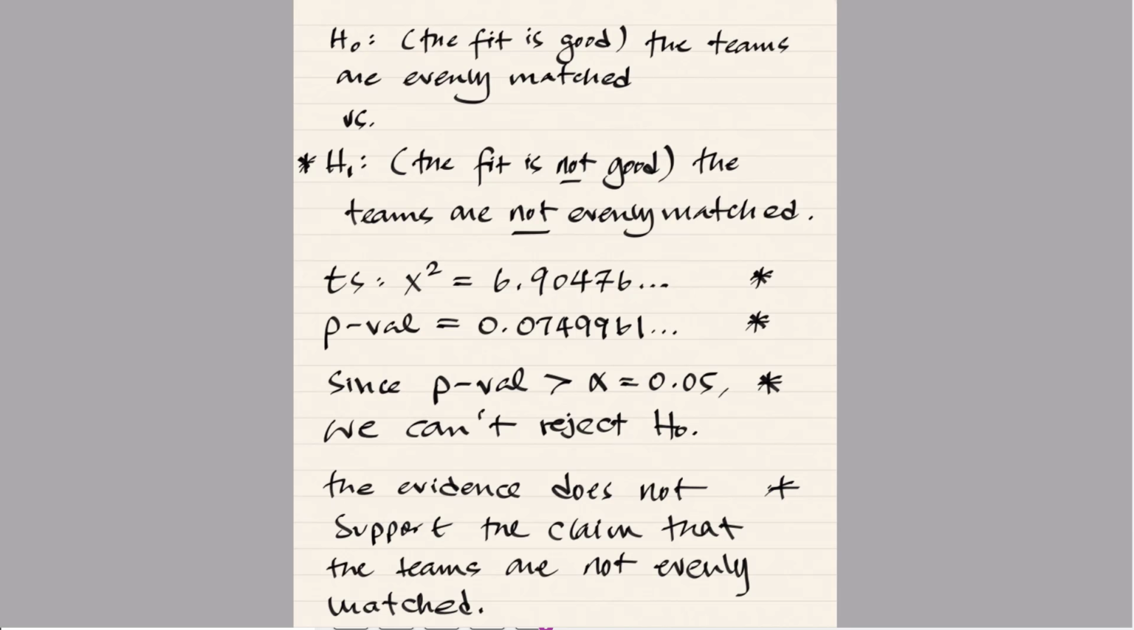So as we had said, our p-value is larger than the level of significance that was provided in the problem, and so for that reason, we cannot reject the null. The evidence does not support the claim that the teams are not evenly matched. Hope that helps.